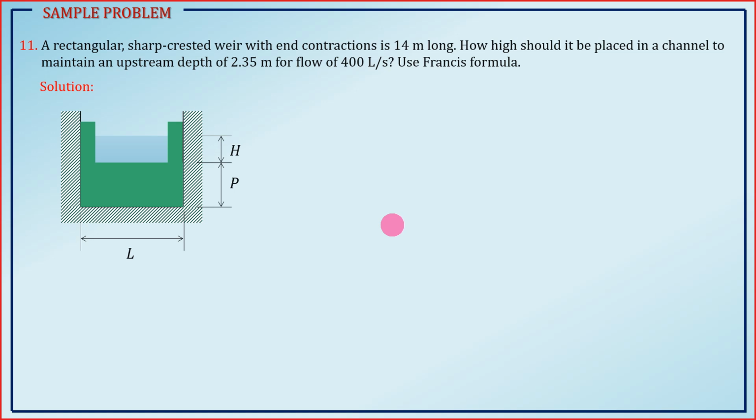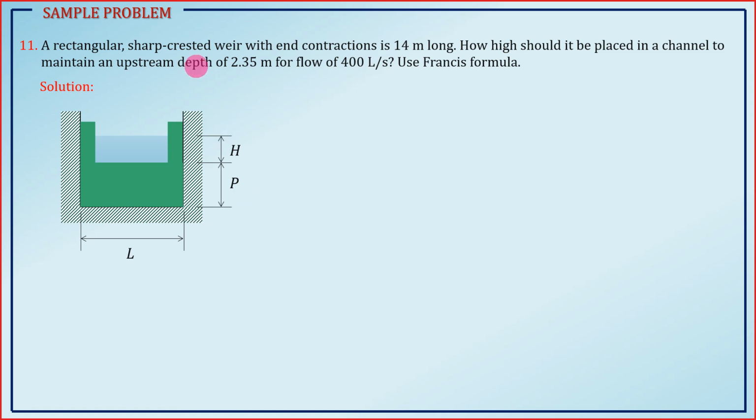So it was mentioned, use Francis formula. But again, which one? Is H over P greater than 0.4 or less than 0.4? We don't know. So let's check. Do we have a value of H? By reading the problem, no value of H was given, and we also don't have a value of P. So how can we check which equation of the Francis formula to use?